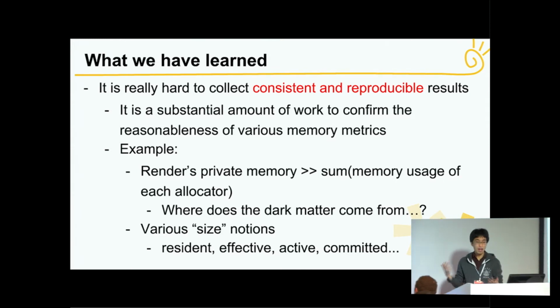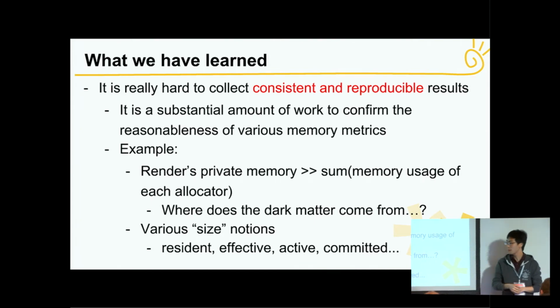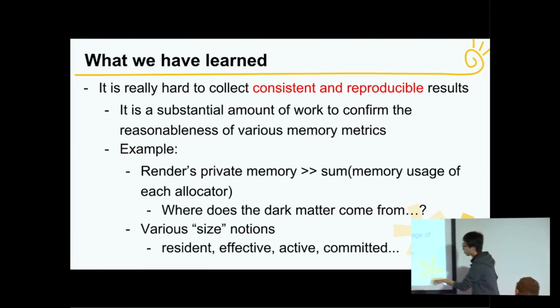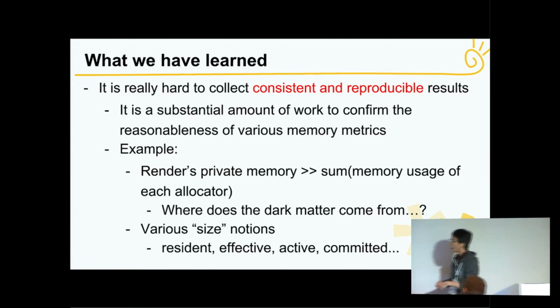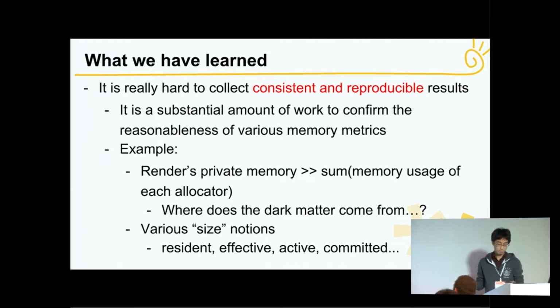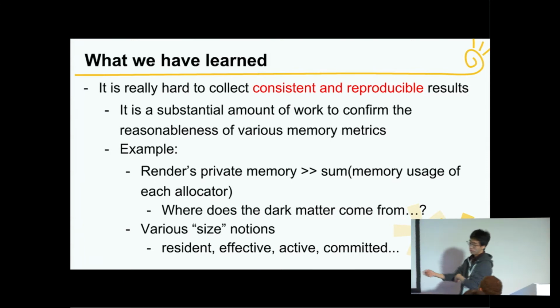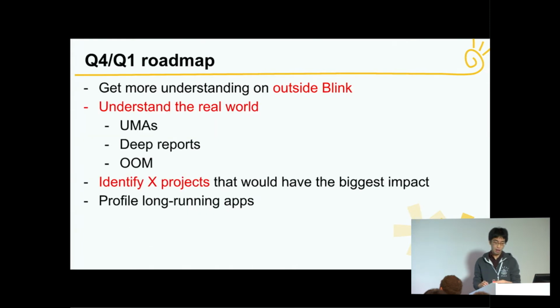So where does the dark matter come from? This has been one big question, and we solved this problem 95%, but not 100%. And also there are various notions about sizes: resident size, effective size, active size, committed size. So it's very, very confusing. And it's a substantial amount of work to confirm the reasonableness of these memory metrics and correct, consistent values. So this is what we learned, and we are working on improving the accuracy.